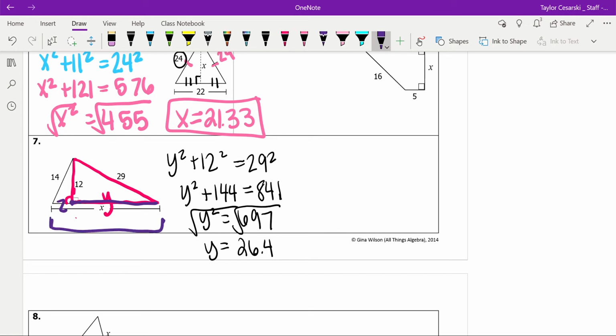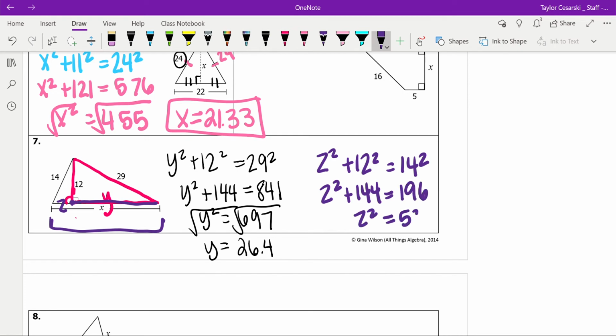So I'm going to now label this side z, okay, and you're going to need to find that base as well. So z squared plus 12 squared equals 14 squared. So same process here. z squared plus 144 equals 196. z squared equals 52. And z equals 7.21. So let's go ahead and label this. So z equals 7.21, y equals 26.4.